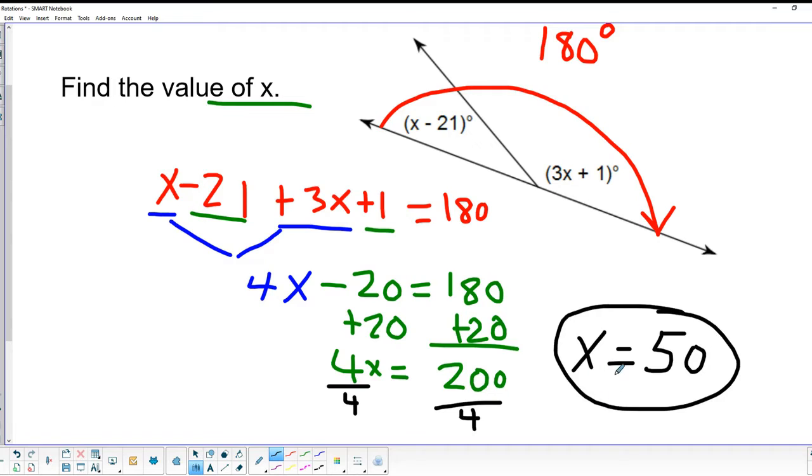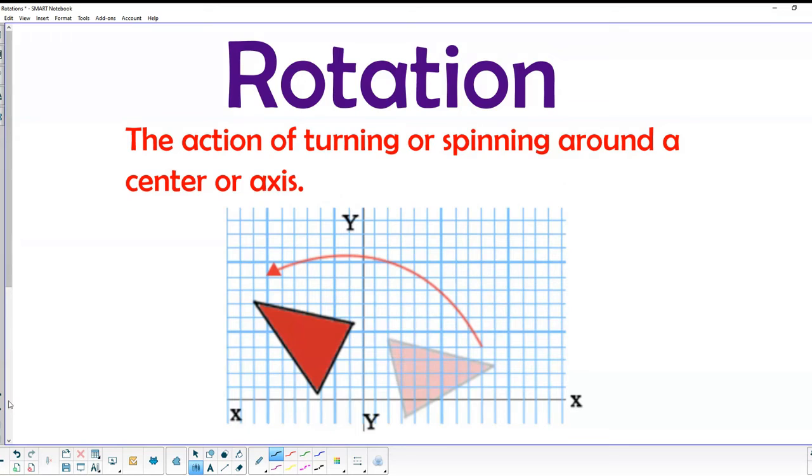Now, if they wanted us to, they could ask us to take the 50 back up here and stick it in for each of these x's and actually calculate the value of each of those angles. But we won't do that at this time because we want to move on.